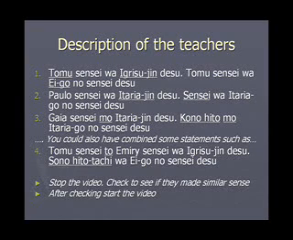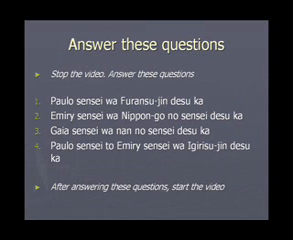We asked you to describe people in the order in which they are seated. Otherwise, you could also have combined the descriptions of Tomu and Emily together using to. Similarly, Paolo and Gaia together using to. But that is not what we had asked. We wanted a description in the order in which they were seated. Now pause the video, check your answers and start it again.